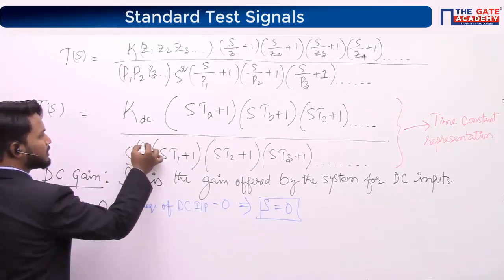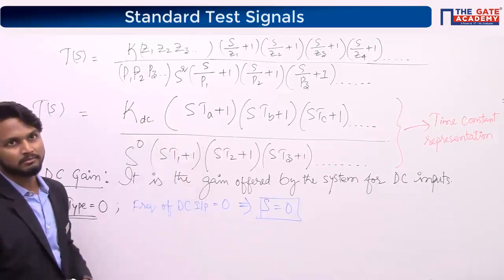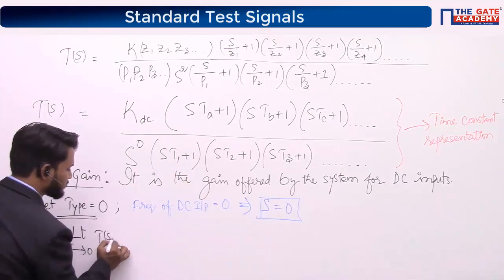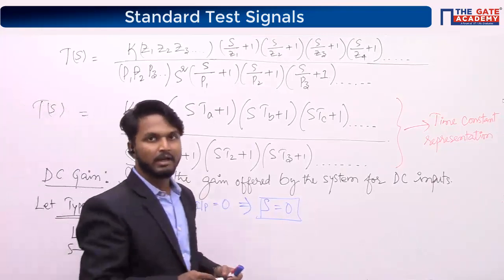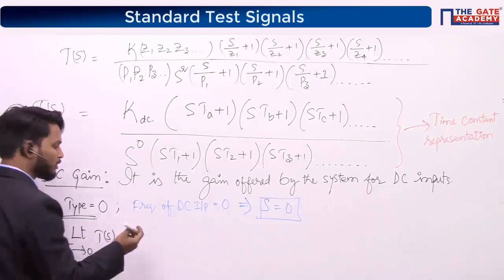Put S is equal to 0 in this transfer function. Limit S approaches 0, T of S. Tell me, put S is equal to 0 in this transfer function and tell me, limit S approaches 0, T of S is equal to how much?